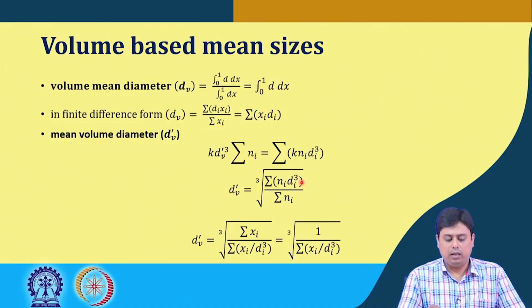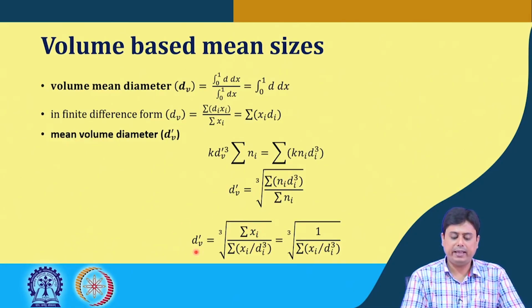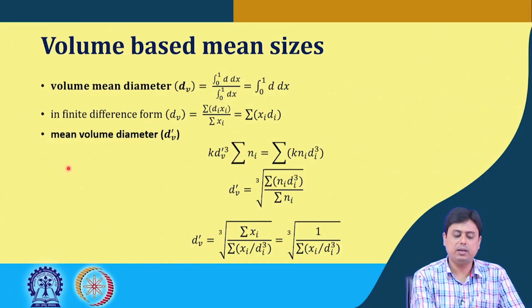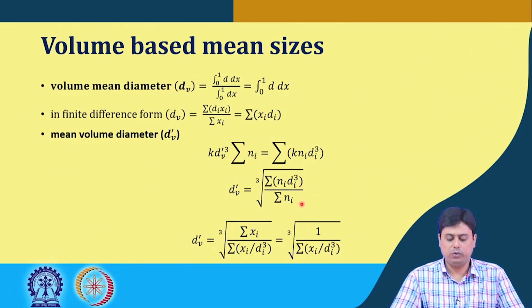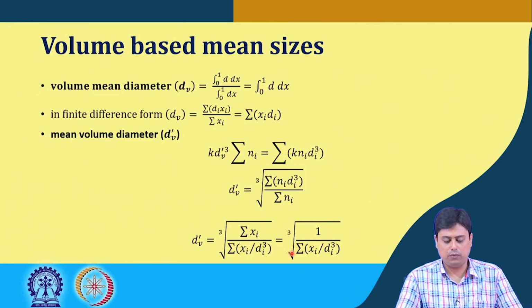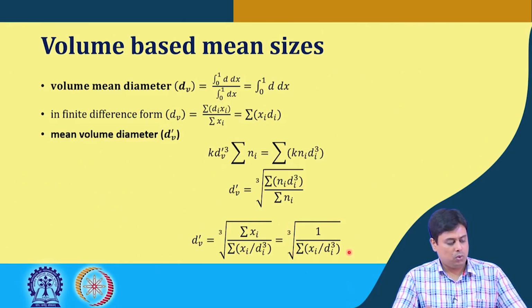And like in the previous slide, we have seen the relation between n and x. So, if we now replace this ni with xi, which is the mass fraction, we can have the expression of d prime v, which is the mean volume diameter, as this expression, which is 1 by the summation of xi di cube, its root, the cube root of this.